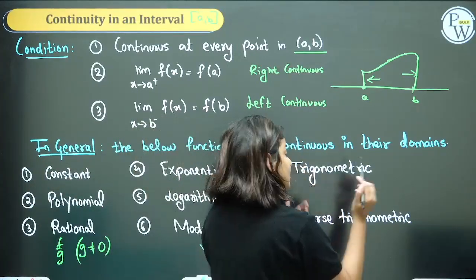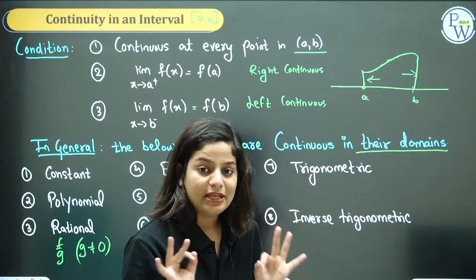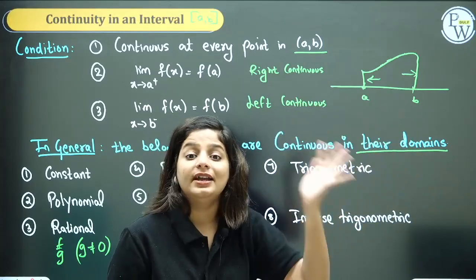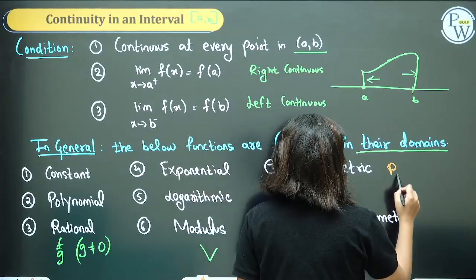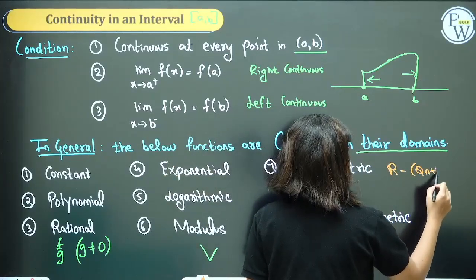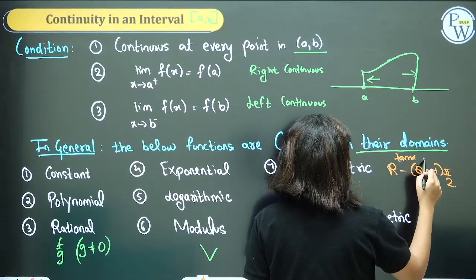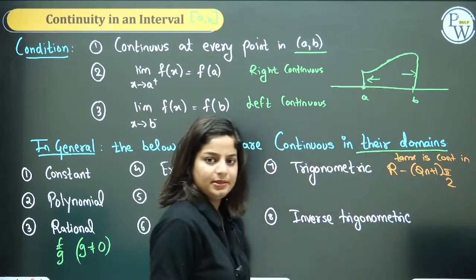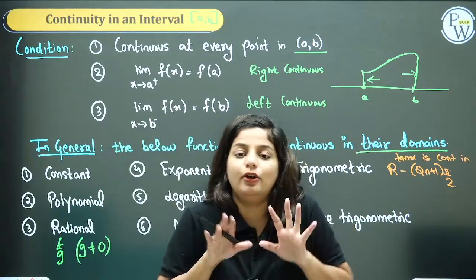Trigonometric functions, now they are continuous in their domains. I am talking about their domains only. I am not saying that tan x is continuous everywhere. Tan x is continuous in its domain. What is the domain of tan x? It is all real numbers except odd multiples of 90. So tan x is continuous for all real numbers except odd multiples. Similarly, sin x, cos x, tan x, they will be continuous within their domain.